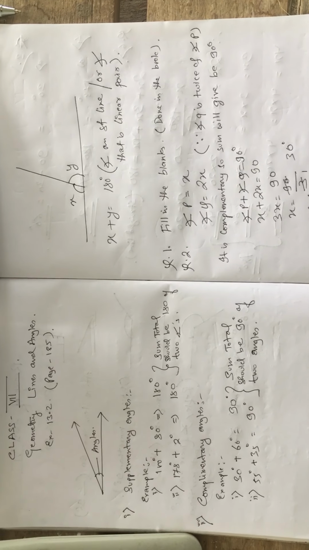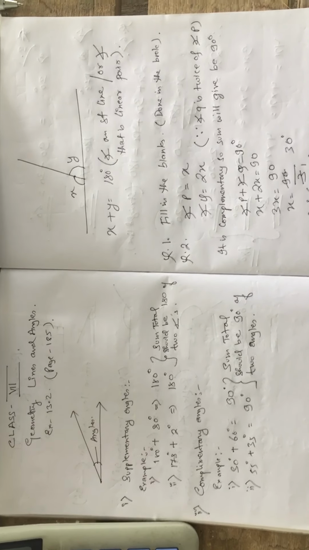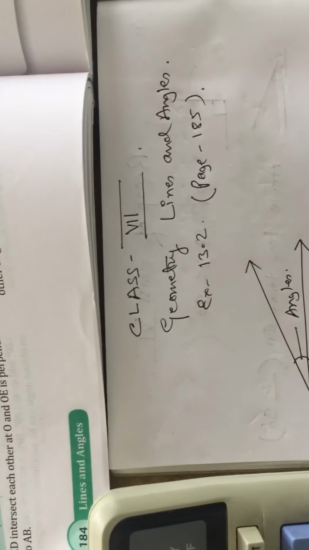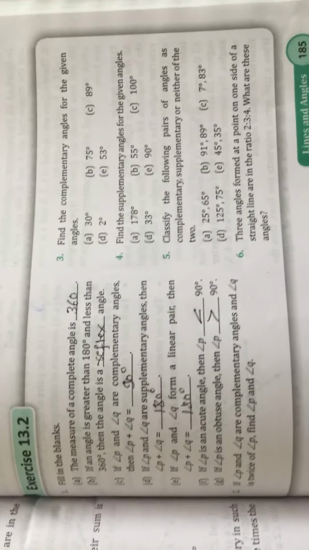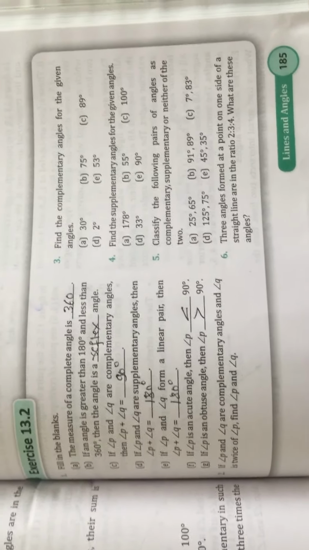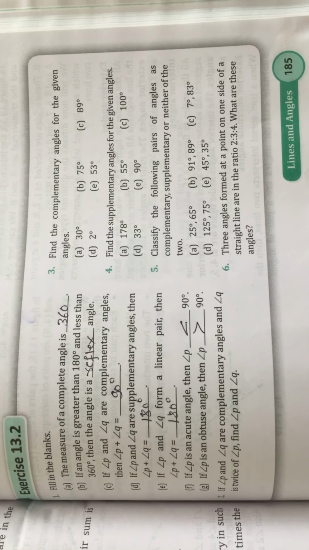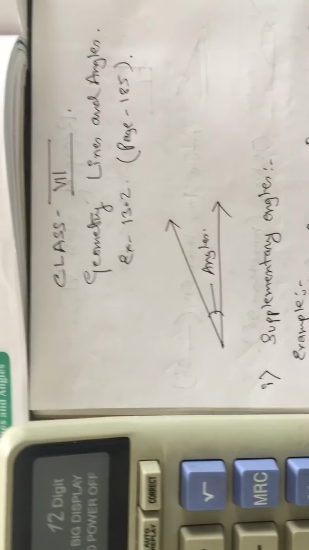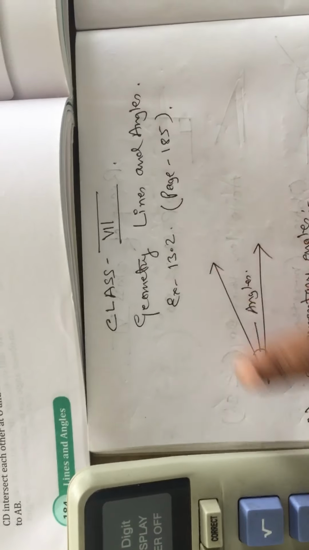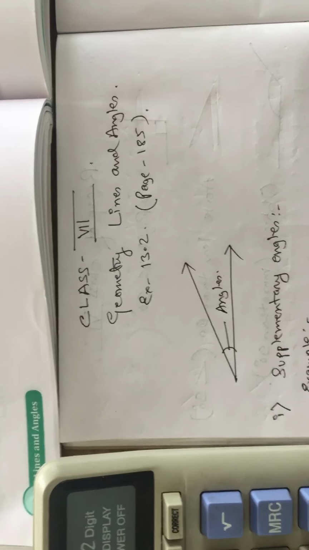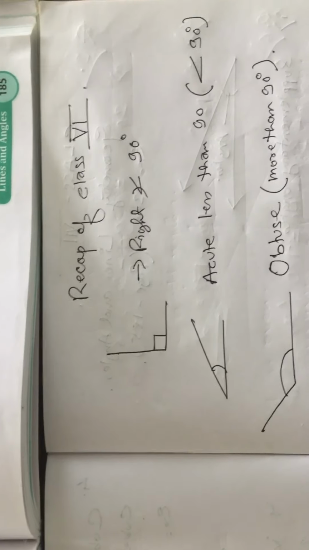Good morning, class 7. We shall continue with the same chapter, the second exercise, exercise 13.2 of your textbook, page number 185. But before doing this chapter, you should have the basic concept of angles, which are the combination of two different rays. Let us have a small recap of what you might have done in class 6.